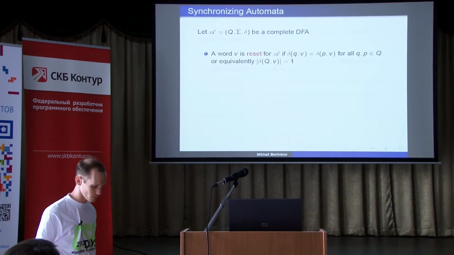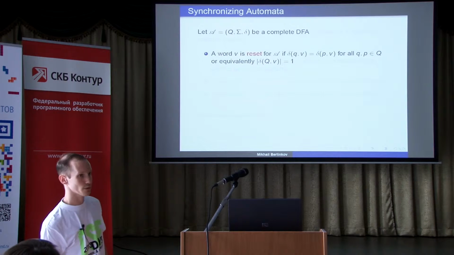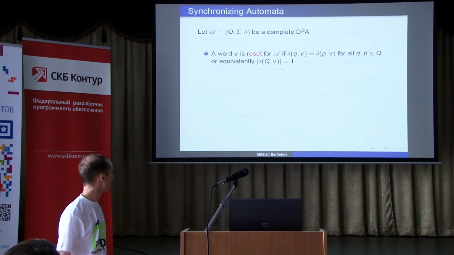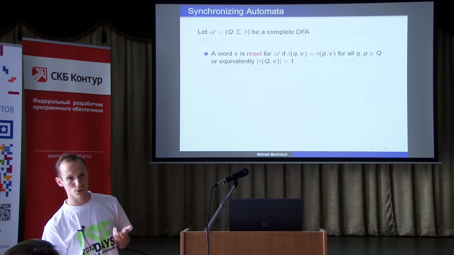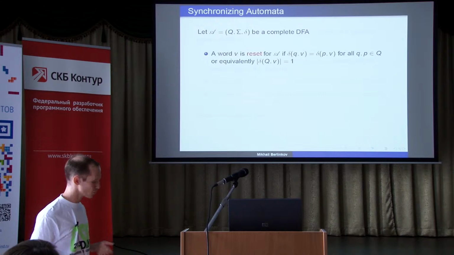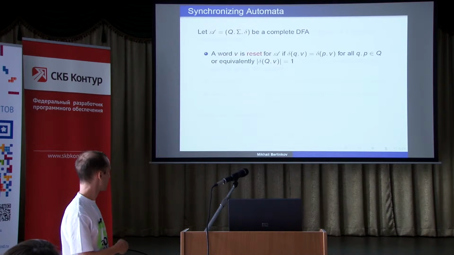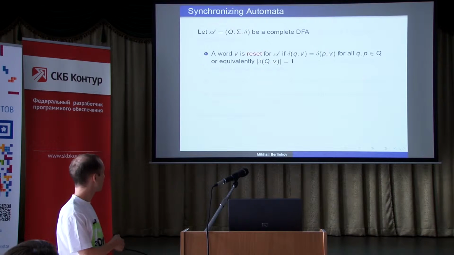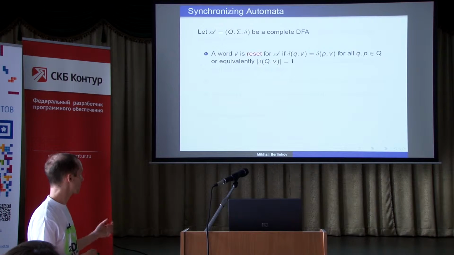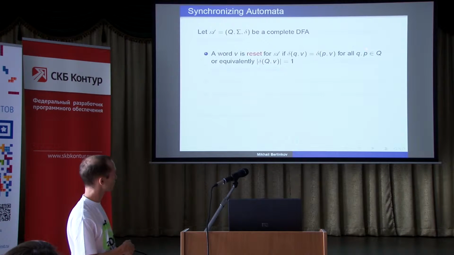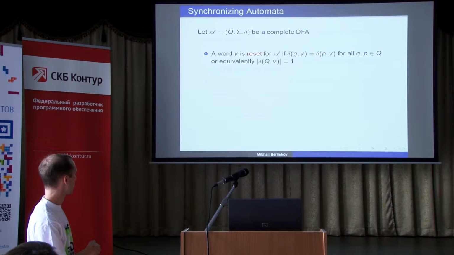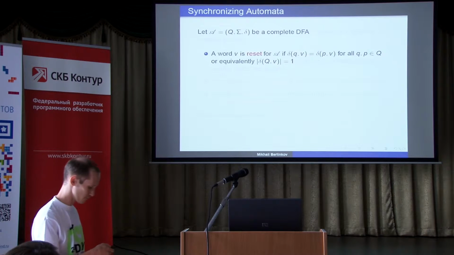Then the main definition in this theory is the definition of a reset word. A word V is a reset word for an automaton A if it takes the automaton into one particular state, no matter the original one. And it can be written in several equivalent forms. For instance, delta of Q V is equal to delta of P V for all states Q, P, or the cardinality of the image of the full set of states under the action of this word is equal to 1.